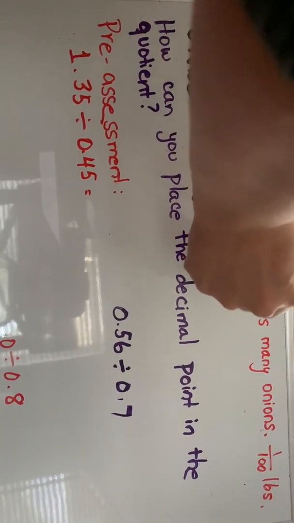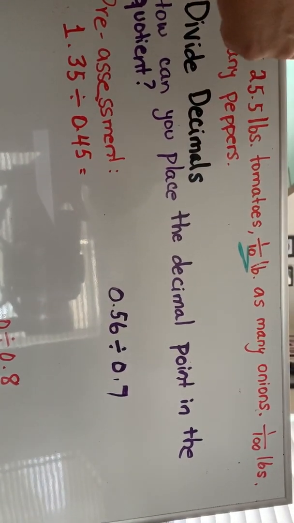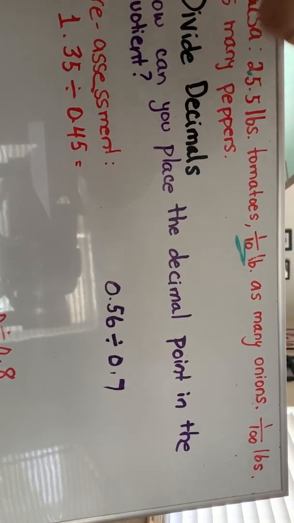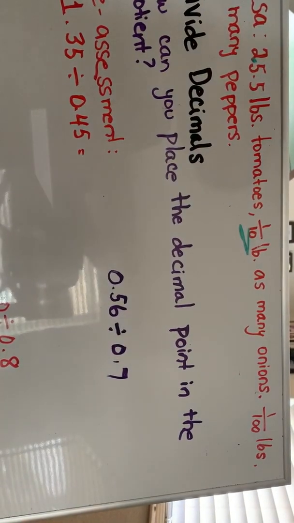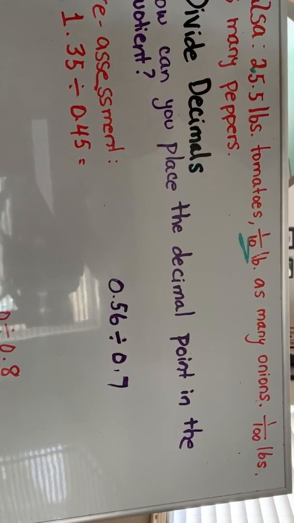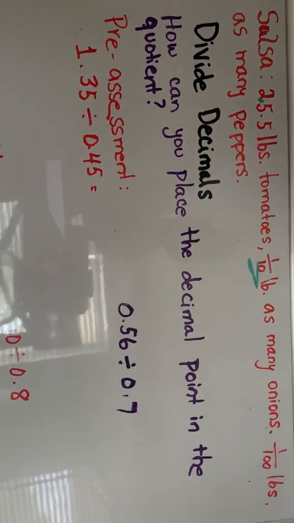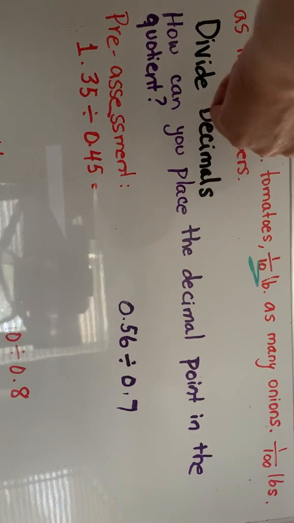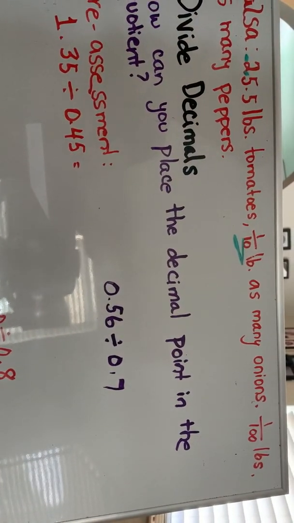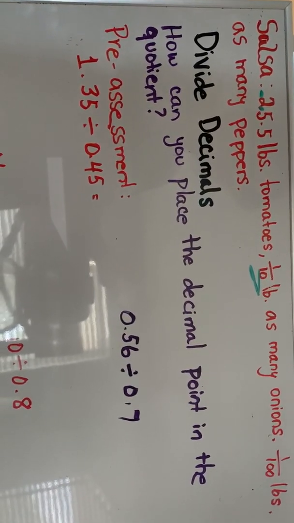For 1/10 as many onions means you got to move your decimal to the left. So you're going to have 2.5. The decimal will be there. It'll be 2.5 pounds of onions. But if it was for the peppers, which is 1/100, then I would have to move my decimal 2 times. So it would end up here, which would be 255 thousandths, so way less than that.